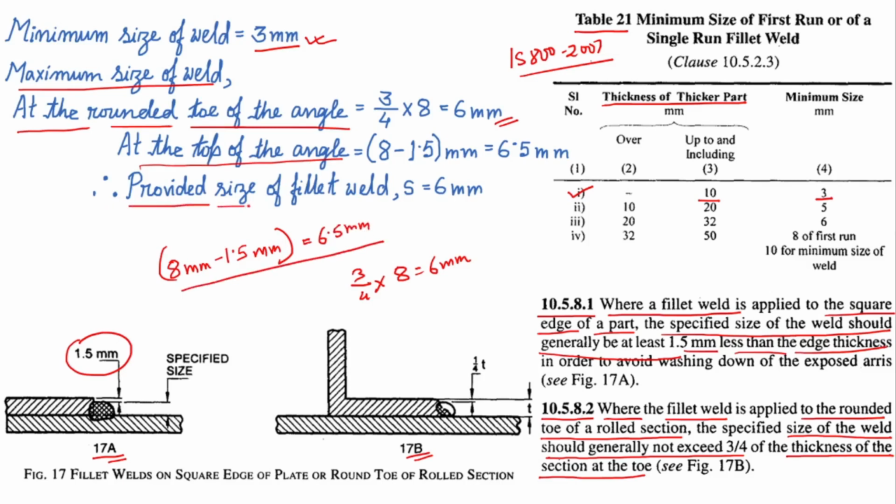Therefore, the provided size of the fillet weld equals 6 mm. So I have provided 6 mm for overall welding of the angles with the gusset plate. Because for the rounded toe I can provide 6 mm maximum. For the top of the angle I can provide 6.5 mm. That's why I have chosen the minimum of these two, so that both at top and bottom I can provide the same size of welding.